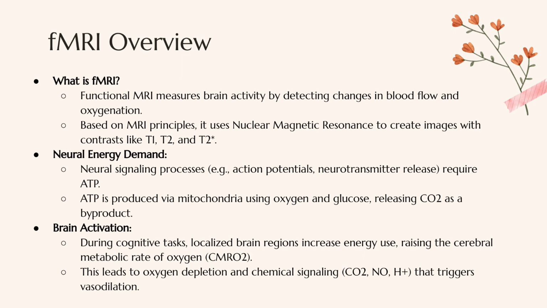When the brain is active, for instance during a cognitive task, the energy demand increases in specific regions. This raises the cerebral metabolic rate of oxygen, and as a result, oxygen gets depleted quickly in those areas. And chemical signals like carbon dioxide, nitric oxide, and hydrogen ions trigger nearby blood vessels to dilate. This increased blood flow ensures the neurons have the oxygen and nutrients they need to keep working.